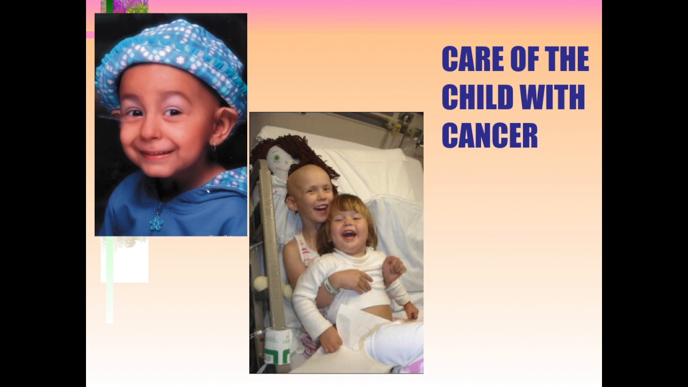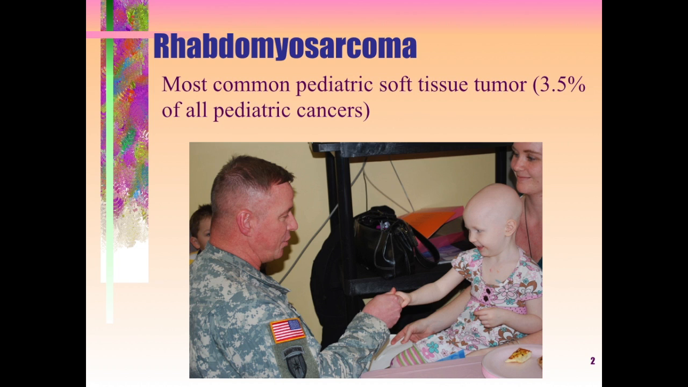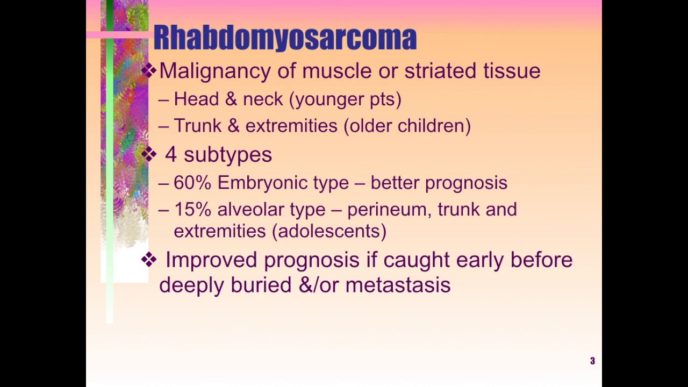We're continuing on with the various types of cancers we see in children, and this lecture will address rhabdomyosarcoma. This is a soft tissue tumor and the most common that occurs in the pediatric population. And this one can be all over. In the younger kids, it tends to affect the head and neck.